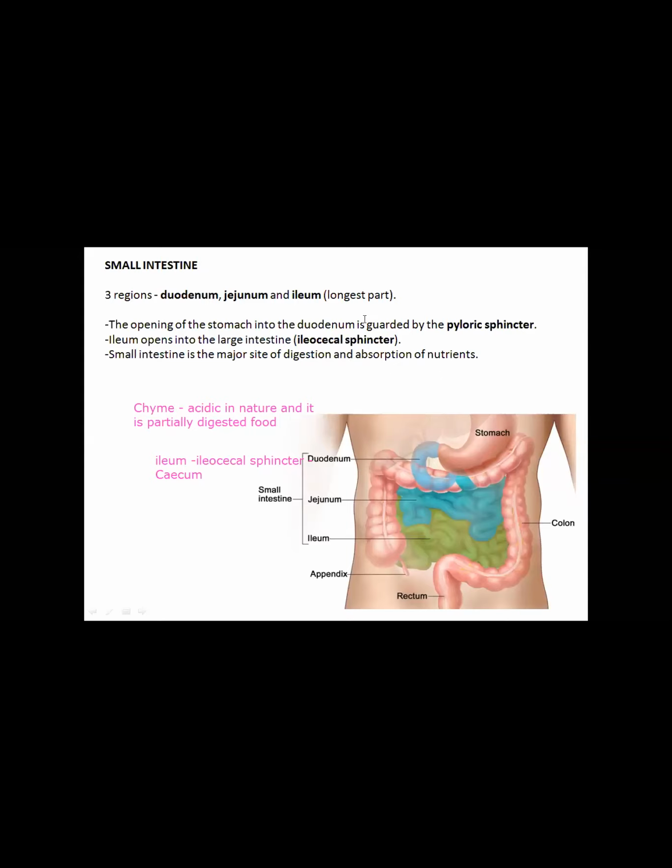Now let us move forward. Glands of small intestine. There are mainly three types of glands present within the small intestine. The very first one is Brunner's gland. Ever heard about this gland?